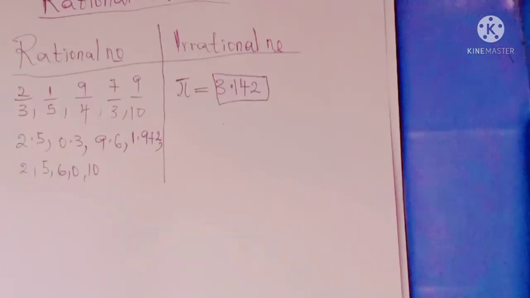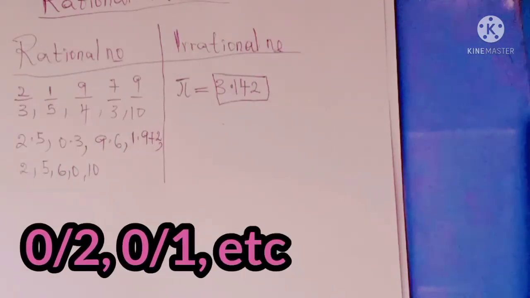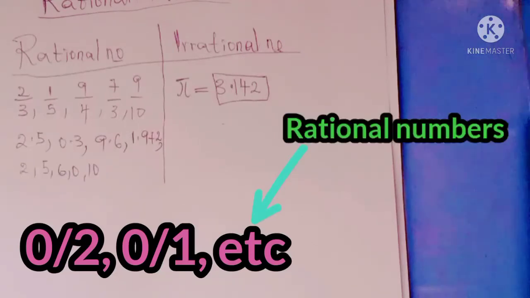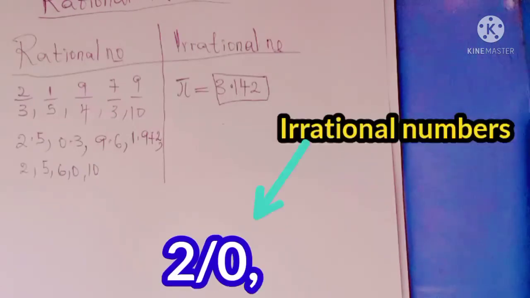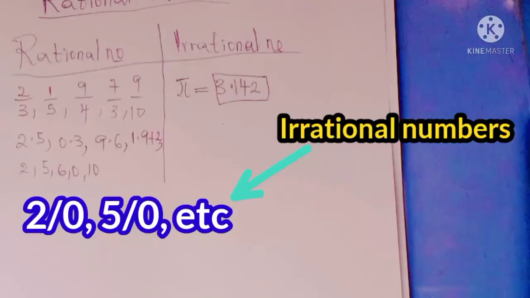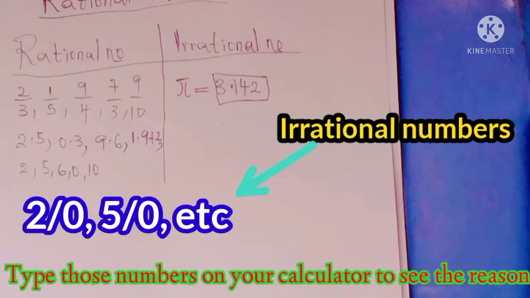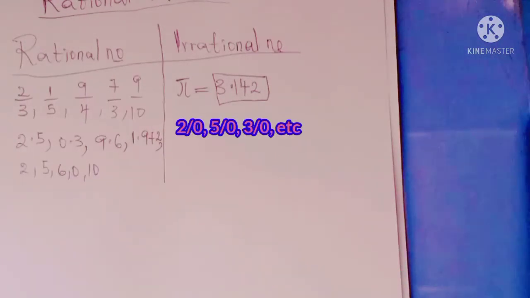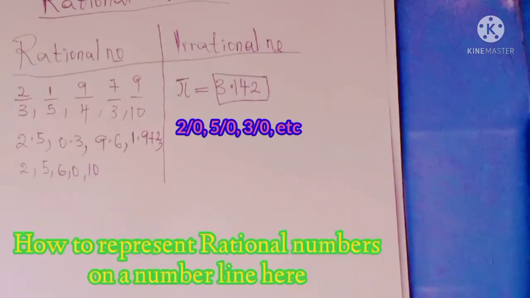Do not forget, fractions like 2 over 0, not 0 over 2. 0 over 2 can be okay, 0 over 1 can be okay, but if it is something like 2 over 0, 5 over 0, those ones will not count as rational numbers. So this is just the little thing I needed to share with you about rational numbers. Any other time that I have the chance, I will try to talk about how you can place these rational numbers on a number line.